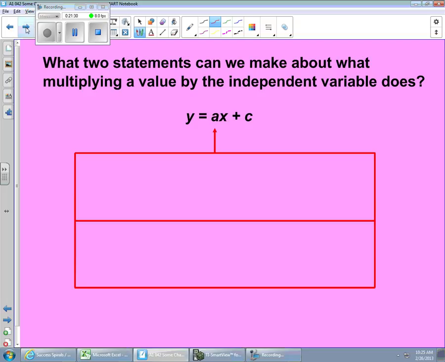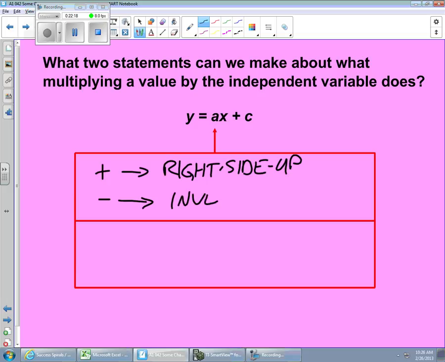So now, just like before, let's see if we can make a couple of statements according to what we can predict about this number that sits in front of the independent variable. What two statements can we make about what multiplying a value by the independent variable does? As for this value that sits in front of our independent variable, we just saw that it does two things. First, it controls whether the graph is upside down or not. Positive would mean the graph is going to be right side up. Negative would mean the graph is inverted, or upside down. And we can read that right out of the equation.